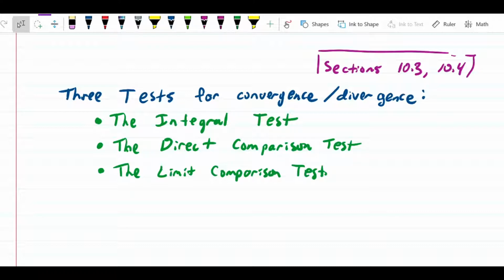test. Now, I would imagine that these last two may sound a little bit familiar to you from the section on improper integrals. If so, I have some good news. They're basically the same test. They work very, very similarly to what we already saw in improper integrals. They just work for series as well. It's really the integral test that's going to be new, but we'll do some examples of all of them.